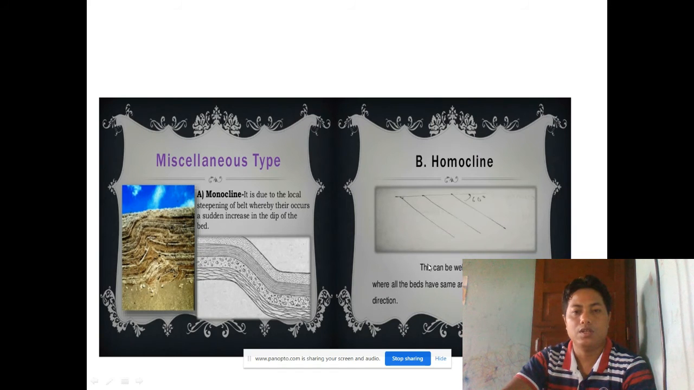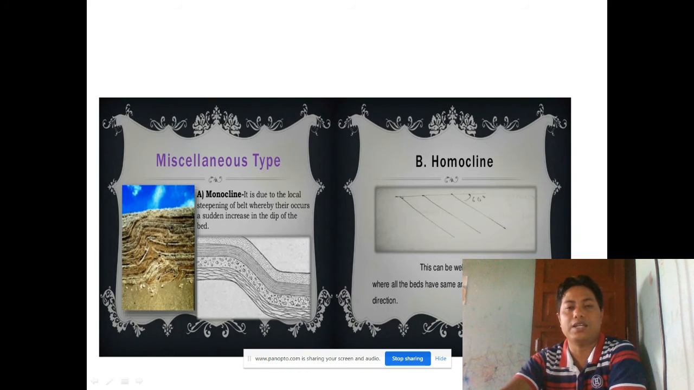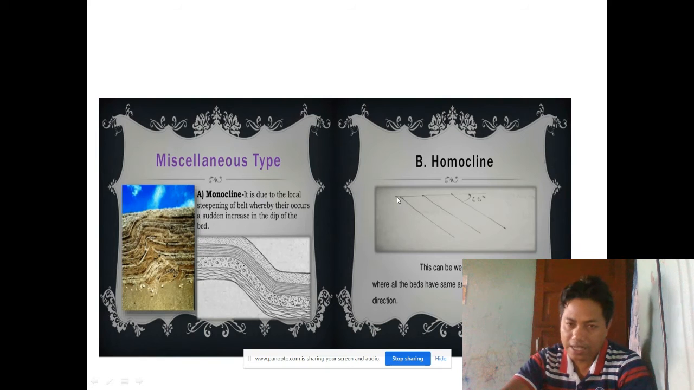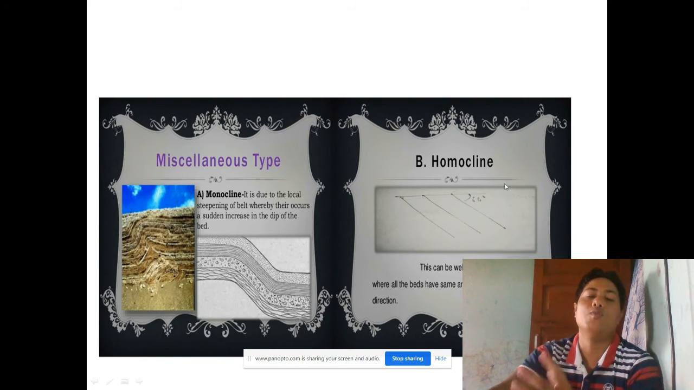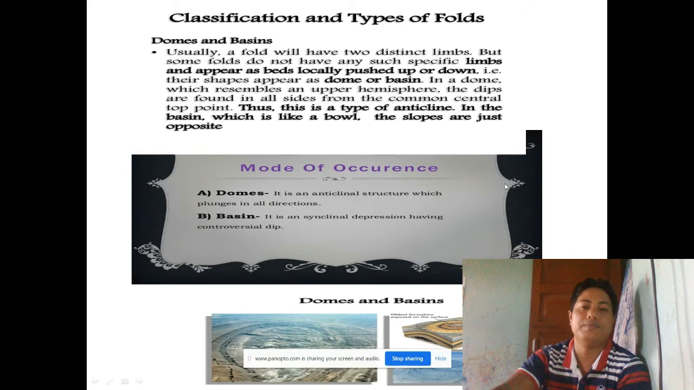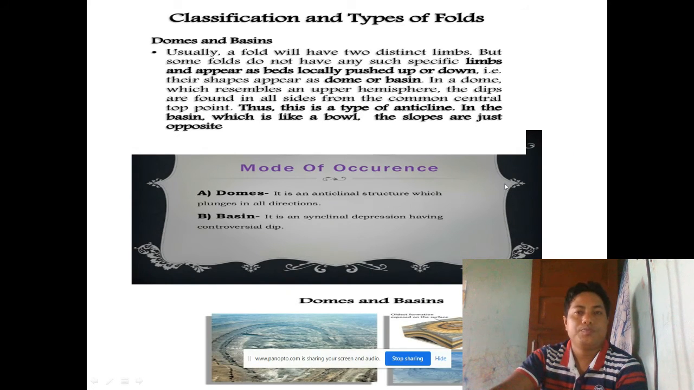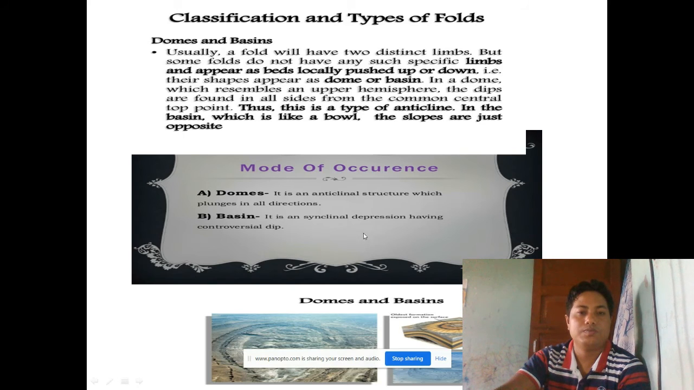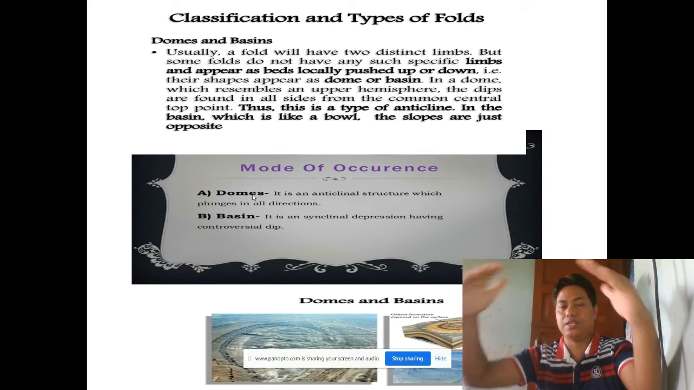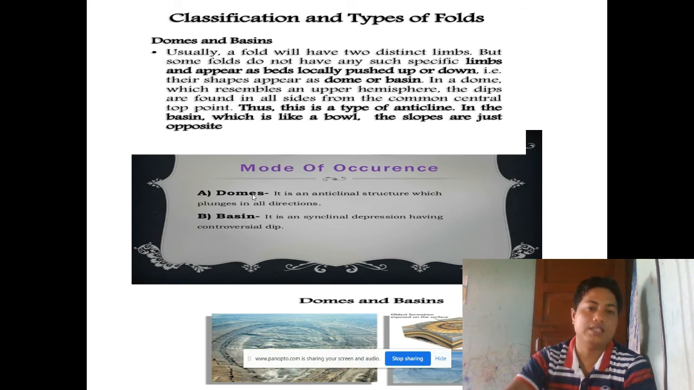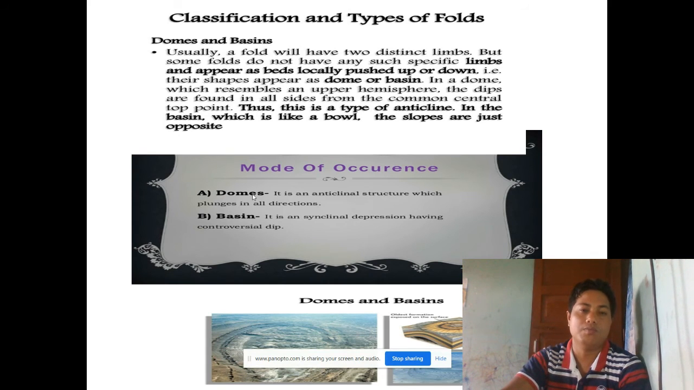Homoclinal can be well described as a tilted bed where all the beds have the amount of dip in the same direction. The angle of dip is always in the same direction. Then it is known as homocline. Homo means same. Another type of mode of occurrence: it can be a dome, when an anticlinal structure has a round shape on the upper part.